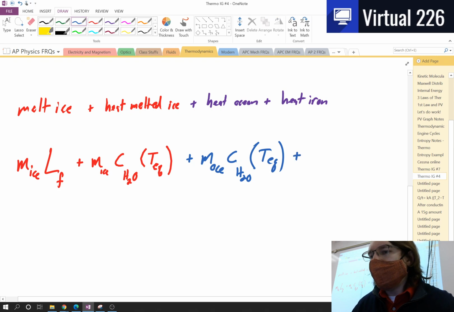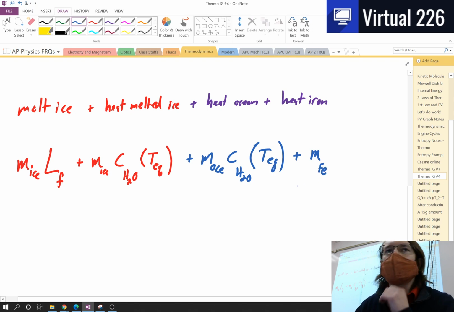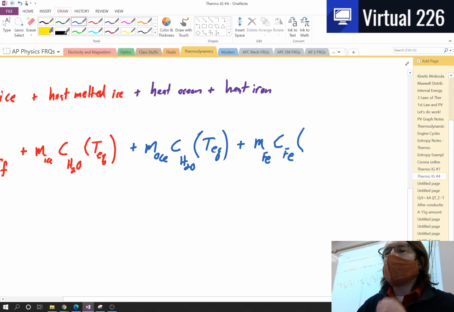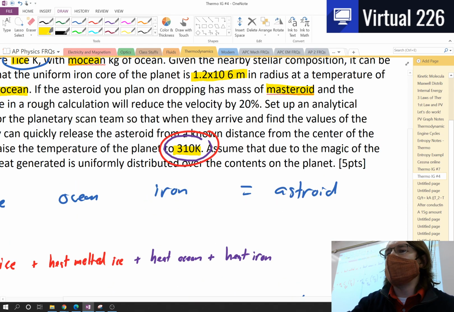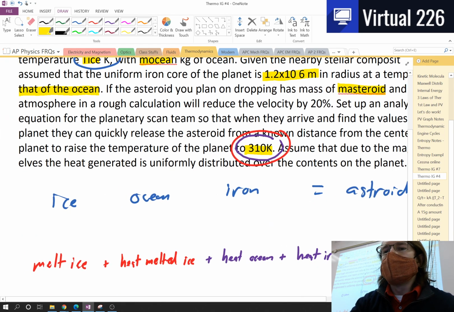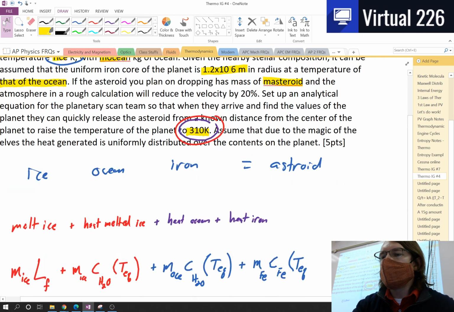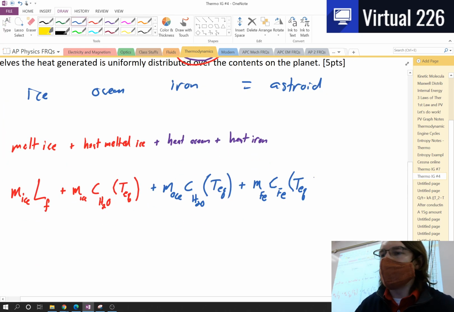And then we do the same thing for the iron. It will be the mass of the iron, which I will subscript with an Fe because that is iron, ferrous. There is some specific heat of iron, which nobody knows off the top of their head. And then we're going to have some TEQ here as well. That's that 310. And we are just going to assume that the iron core of the planet is also at 0 degrees Celsius.